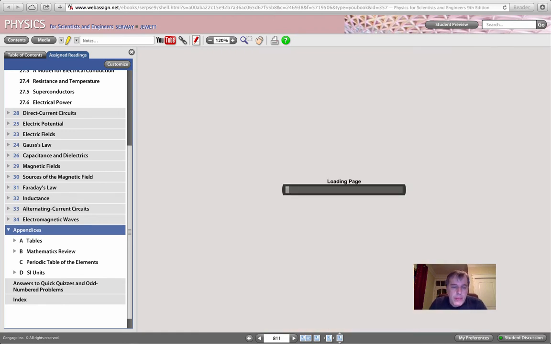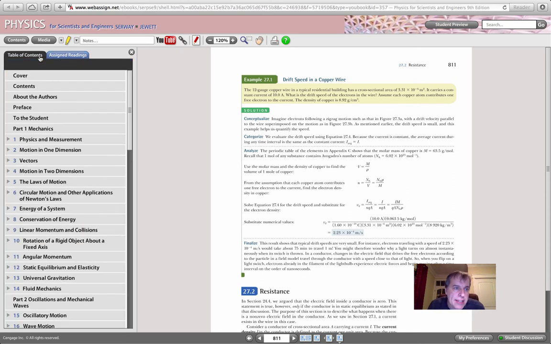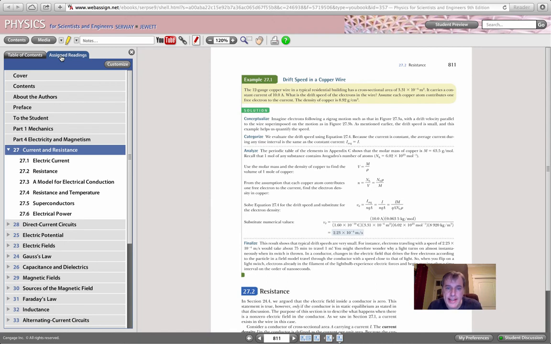Okay, let me just make a few comments about WebAssign, even though you know how to use that. When you go in the ebook, you have the table of contents here. You click here, you have the entire book here. But you'll have to go click on assigned readings. This is the section that I have edited. So you have just the chapters of electricity and magnetism here.